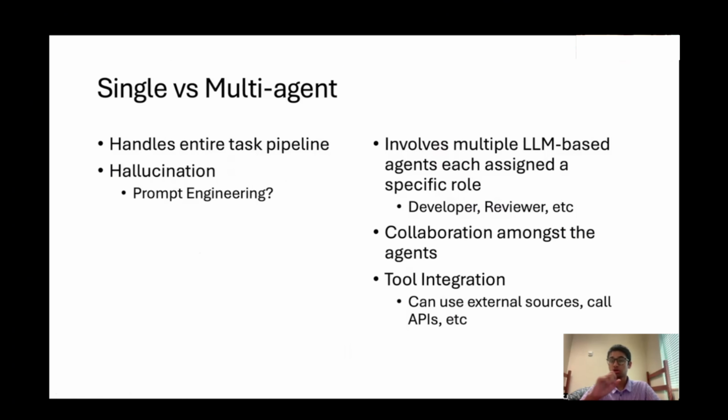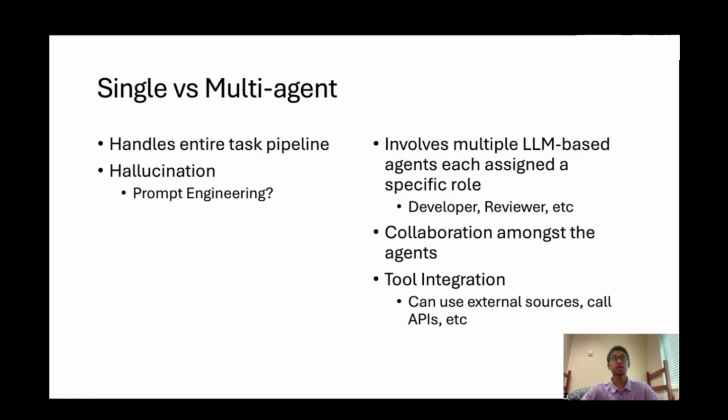Multi-agent systems do a good job with this because they have multiple LLM-based agents, which each have a specific role. So you have a developer, you have a reviewer, etc. So you have specific roles for each of them. And like I mentioned in the previous example, you can collaborate amongst these agents in circular loops, or there are other ways of collaborating, like tree collaboration, where you can branch out from one agent. And then, like I mentioned, there's tool integration. So you can use external sources, you can call APIs, etc.